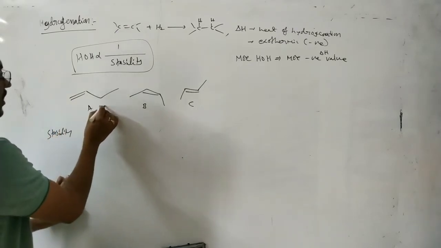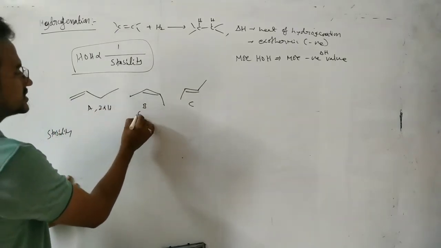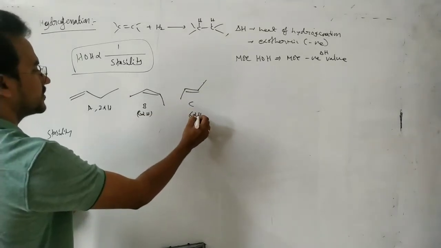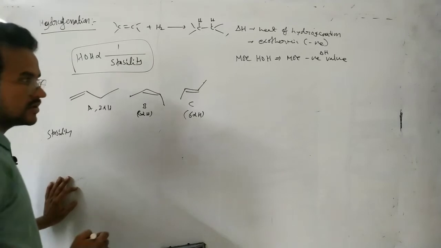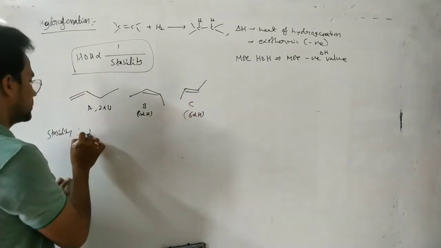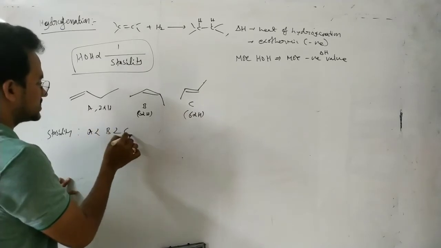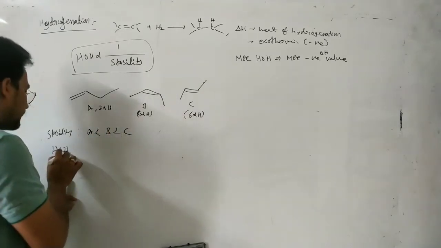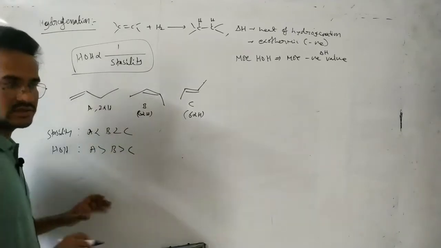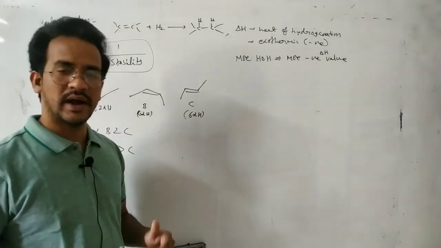Here A has 2 alpha hydrogens, B has 6 alpha hydrogens, and C has 6 alpha hydrogens. But between cis and trans, which is most stable? Trans is most stable. So stability is A less than B less than C. Then the heat of hydrogenation must be A greater than B greater than C. So the less stable compound has more heat of hydrogenation.